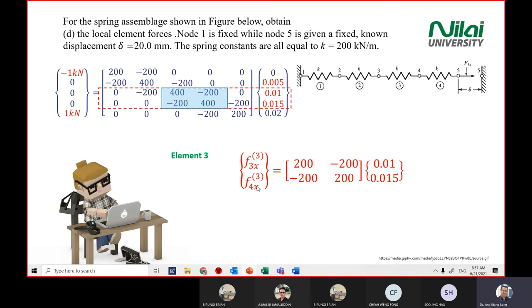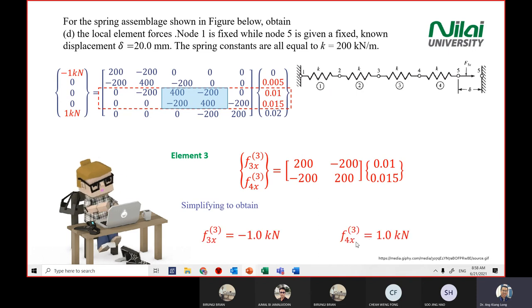F3x3, F4x3 means referring to element 3. You copy. Again, when you copy, be careful. Remind yourself that you are looking at an element, and an element is always the standard form, which is positive K, negative K, negative K, K, and not 400. You get 400 because you did superimpose just now when you parked the number in the parking complex. Okay, you solve, you get the two numbers also. One is positive, one negative.